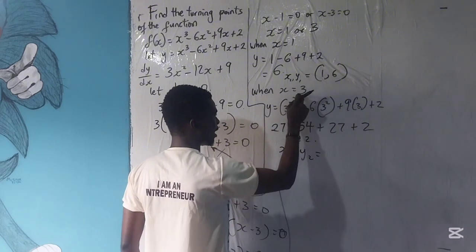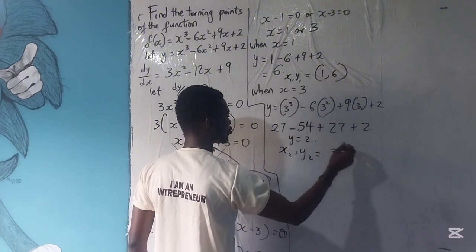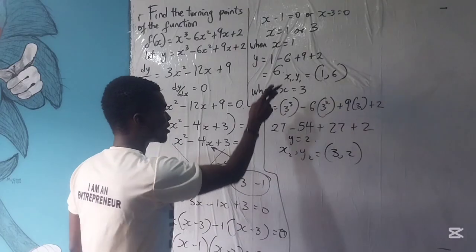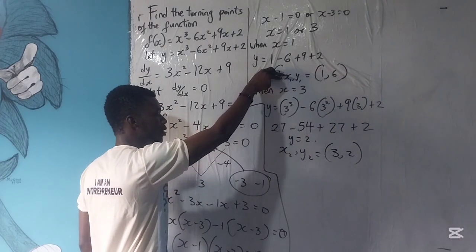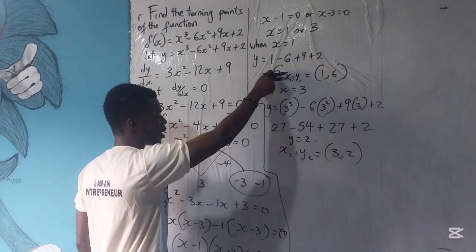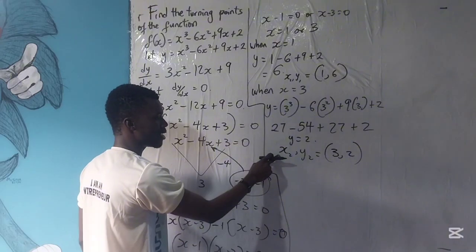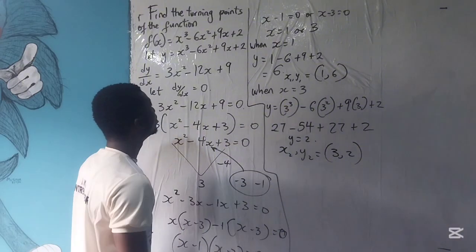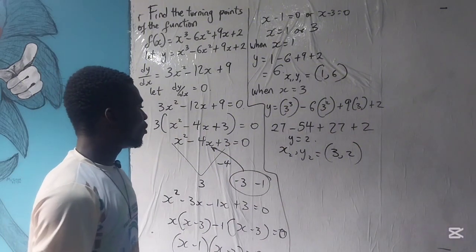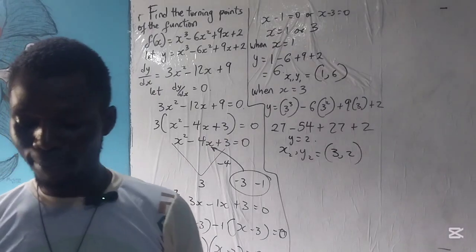What's the first? 3, comma what? Comma 2. So this is the first point, x1, y1: 1, comma 6. The second point, x2, y2: 3, comma 2. Now, the next thing is to get the minimal and the maximal value.